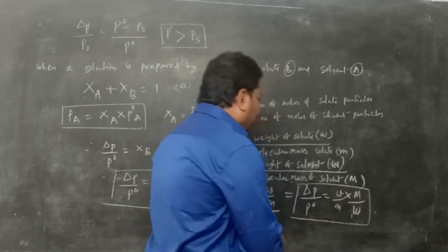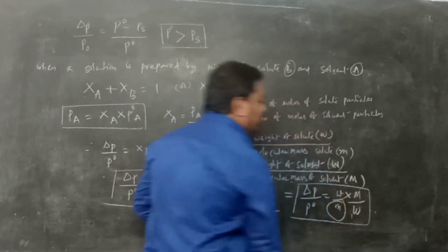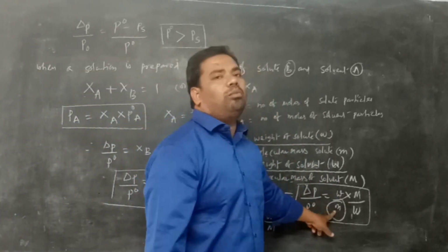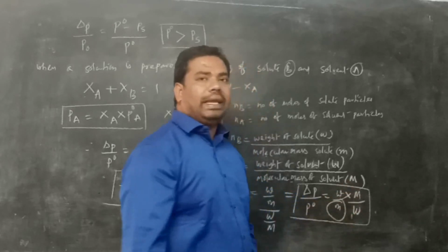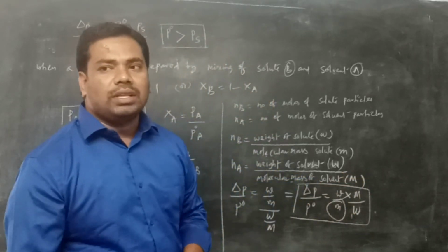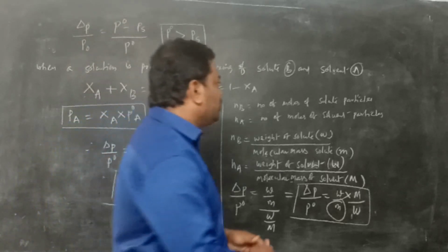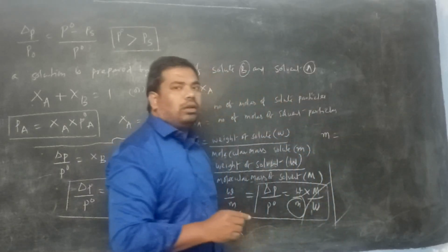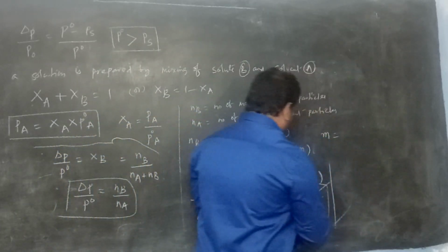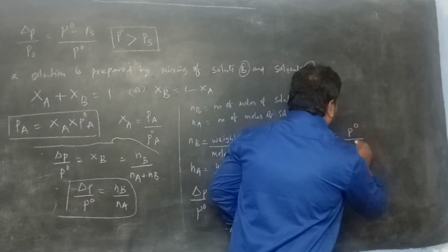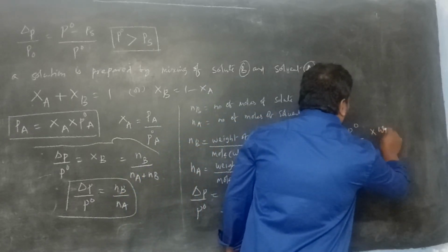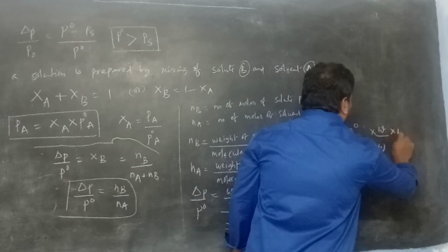So here, according to the colligative property, we are going to find out the molecular masses of non-volatile solutes. So here we are going to find out molecular masses of non-volatile solutes. So we will write that the molecular mass of non-volatile solute, small m, is equal to P naught by delta P into small w by capital W into capital M.